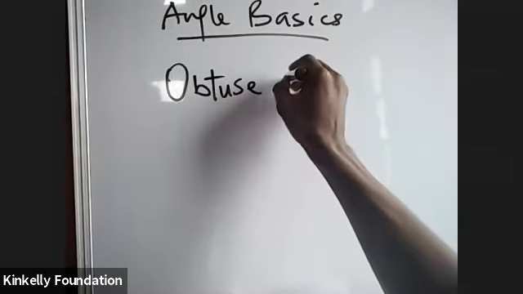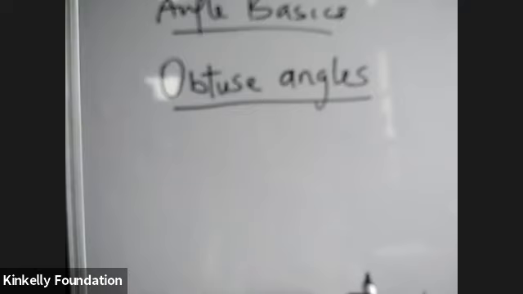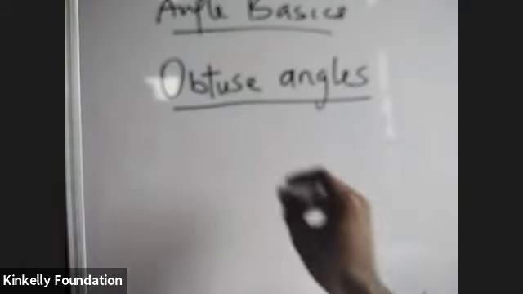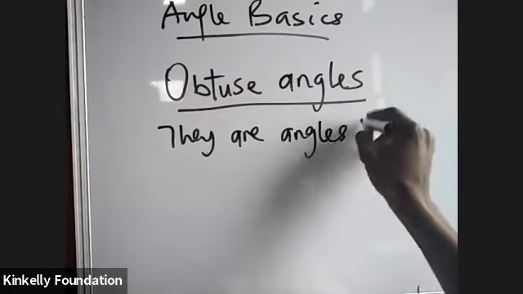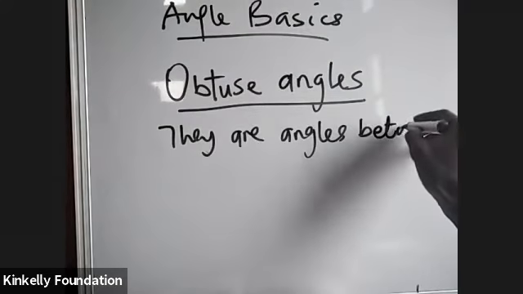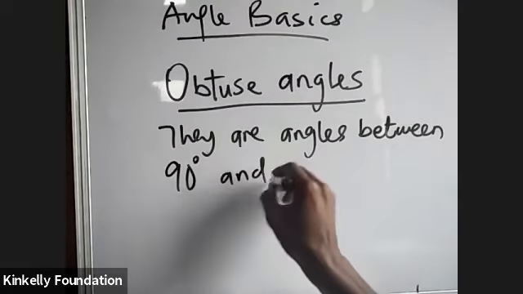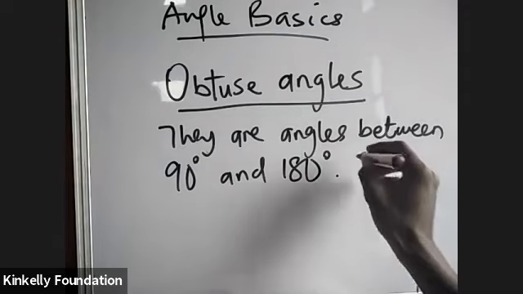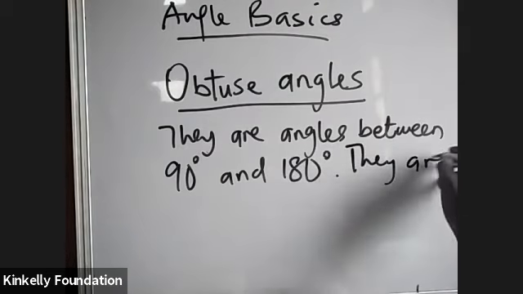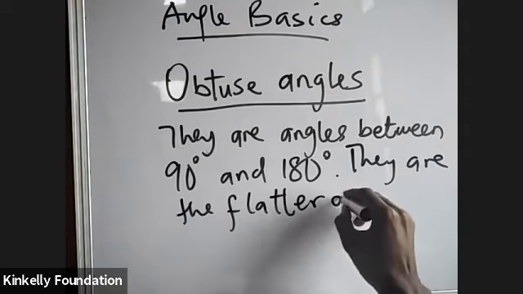Obtuse angles. These obtuse angles are angles between 90 degrees and 180 degrees. They are angles between 90 degrees and 180 degrees. And they are also called the flatter angles.